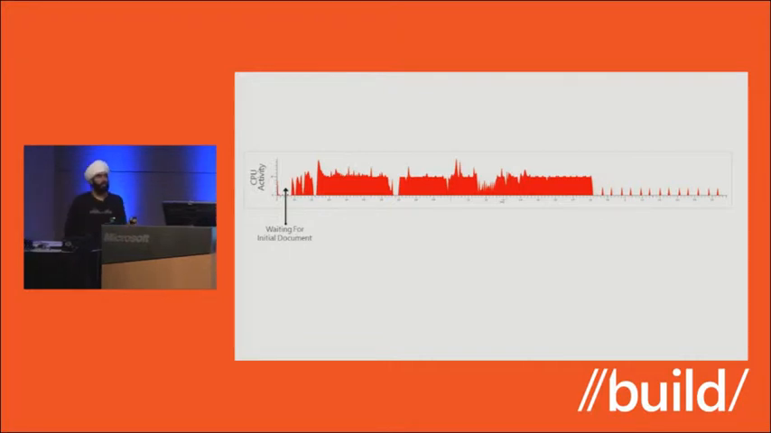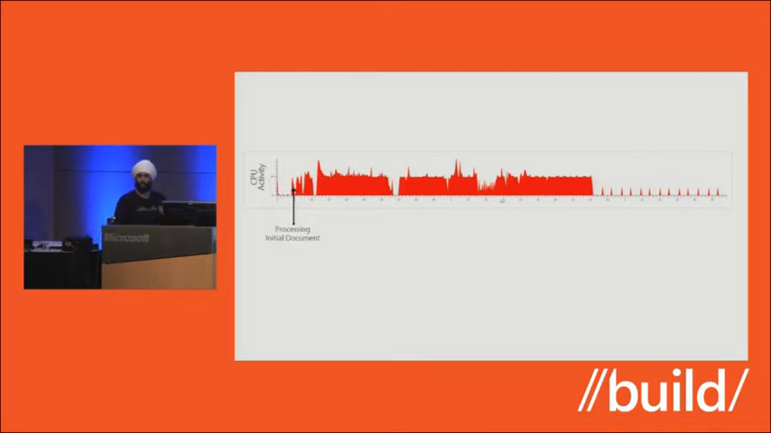So the CPU's idle, the GPU's idle, and the network is essentially idle, waiting for that request. Then a few hundred milliseconds later, that document will come down, and the browser will start to parse it. So you'll see a little spike of activity again here.